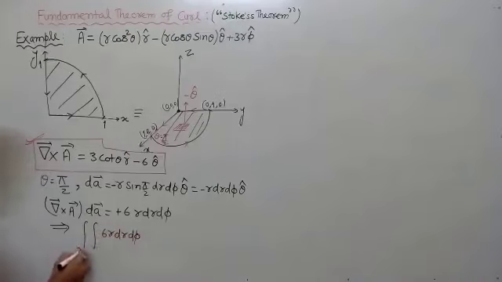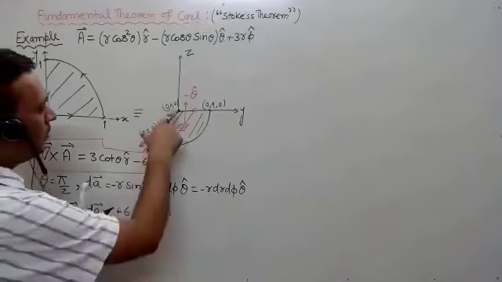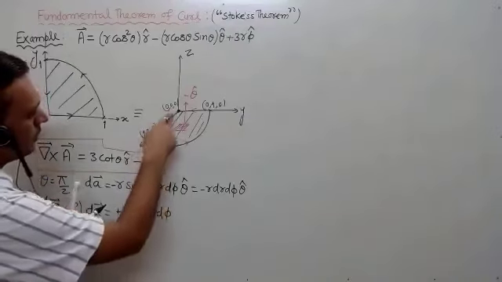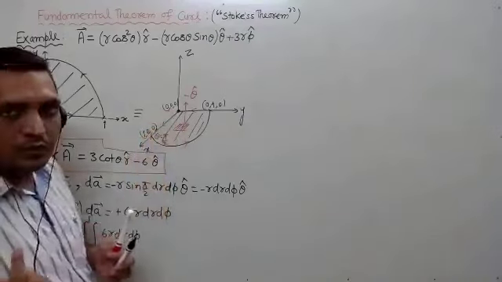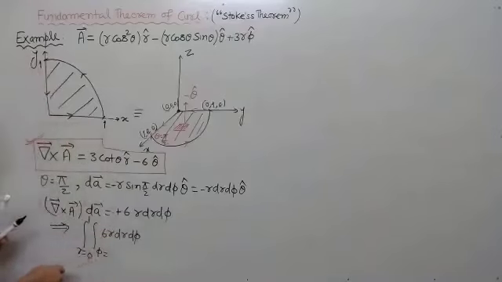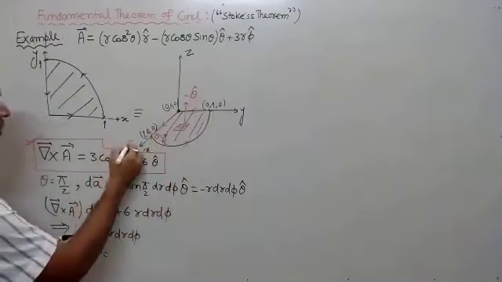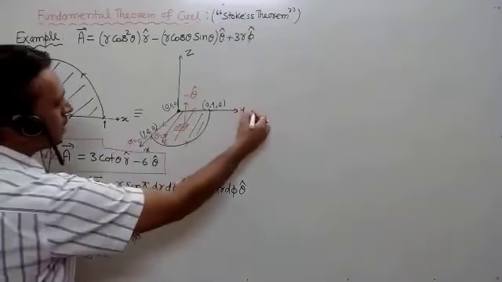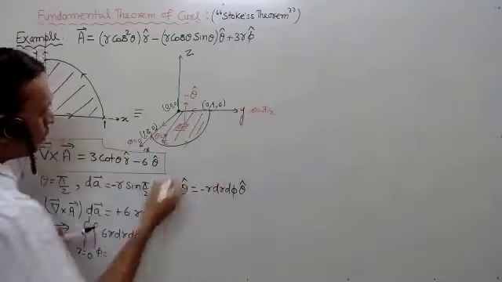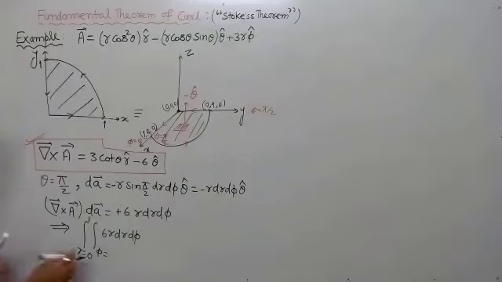So r varies from 0 to 1. And what will be the limit of phi? Now you can see this length will be 1, so the radius will be 1. What will be the limit of phi? In the xy plane, for the x axis phi will be 0, and for the y axis phi is pi by 2. So phi varies from 0 to pi by 2.